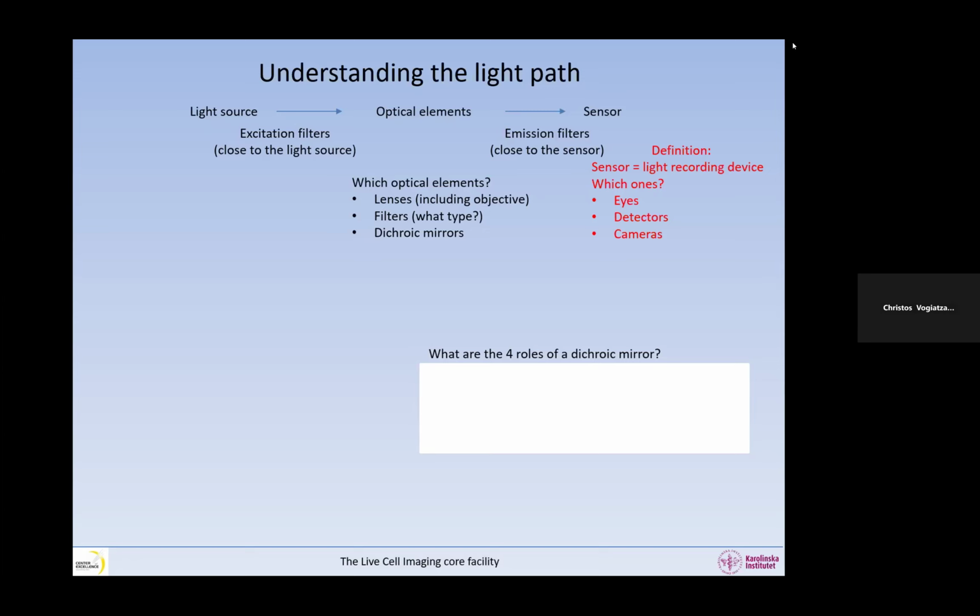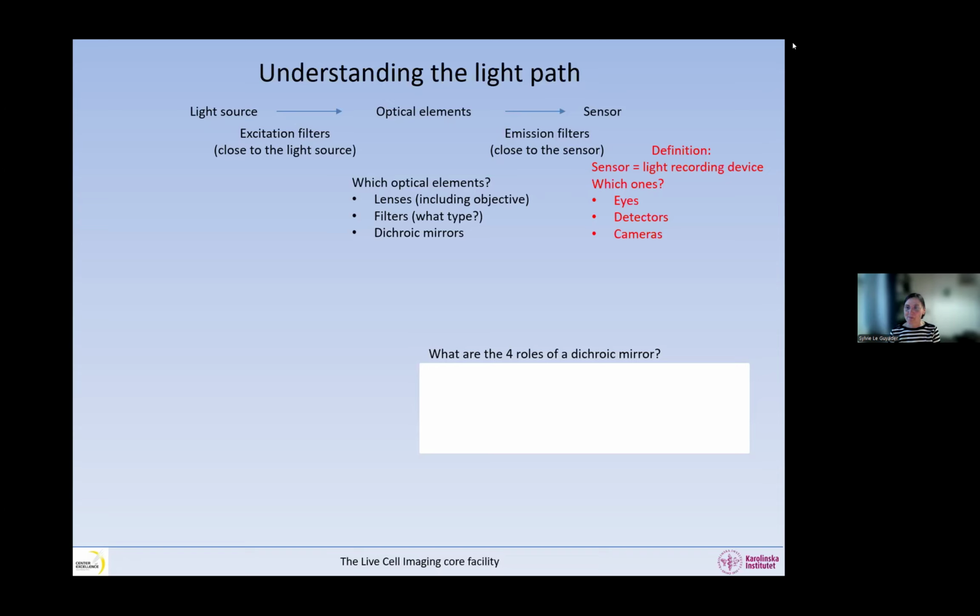So it separates which wavelengths from the light source will go to the sample. Good. And so it sends the light, the excitation light, right? The excitation light, because it comes from the light source. It sends it to the sample. Very good.